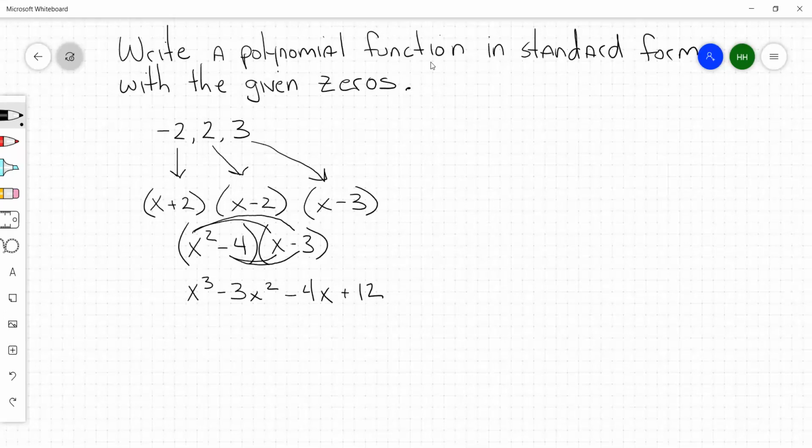All right, so here's your polynomial function in standard form based on the given zeros. Here it is in standard form. And remember, it's in standard form when your exponents are in descending order from left to right.